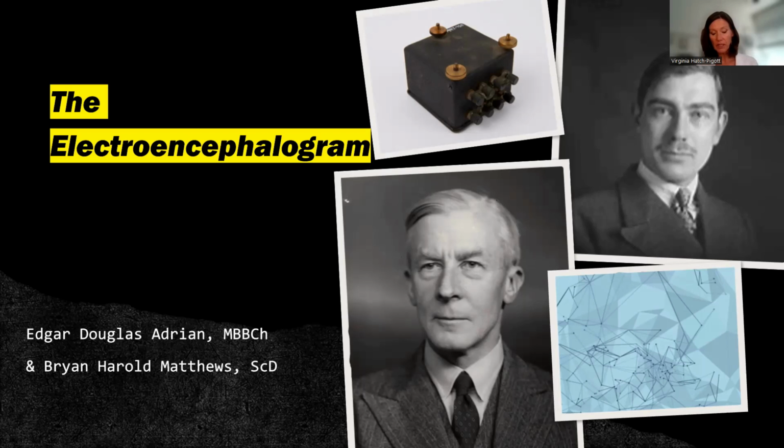Edgar Douglas Adrian received a Nobel Prize for his work in 1932. He eventually rose to become the Chancellor of the University of Cambridge. He passed away in 1977.